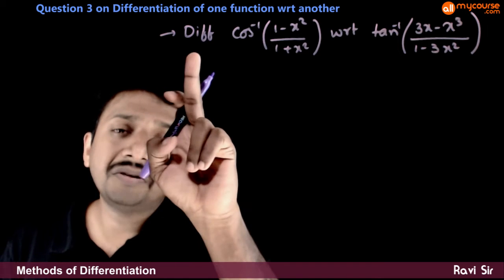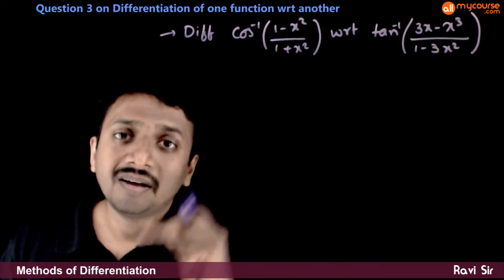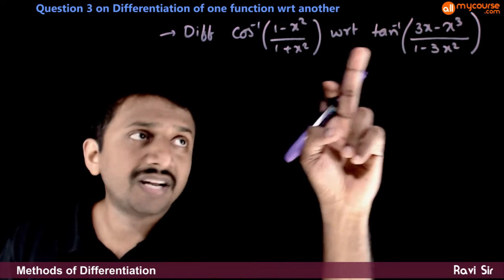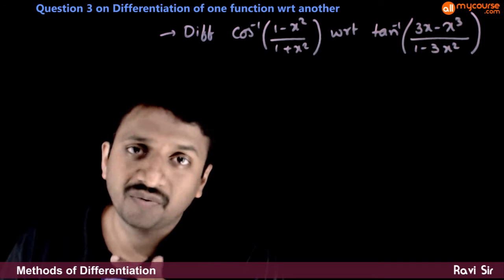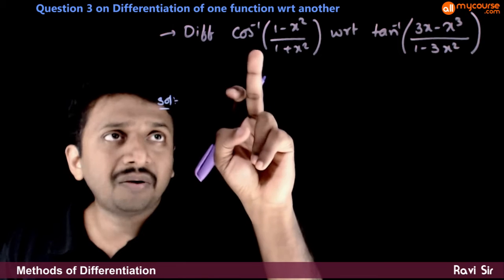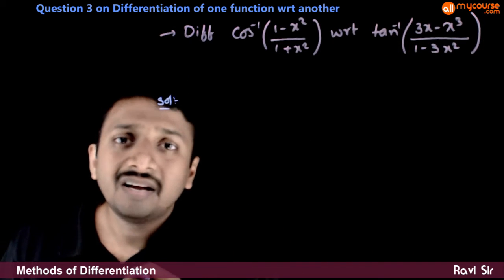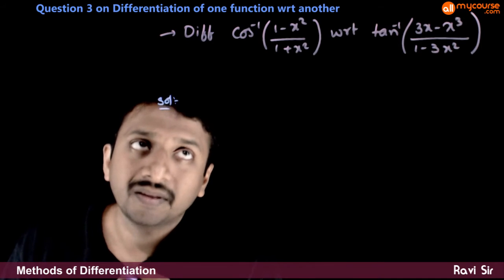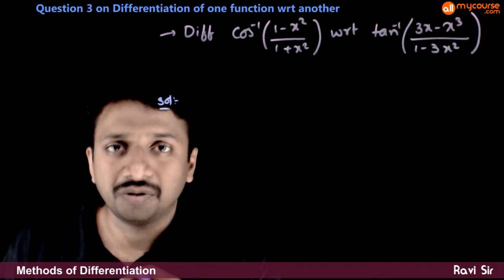Next, in this question you are asked to differentiate cos inverse of (1 minus x square) by (1 plus x square) with respect to tan inverse of (3x minus x cube) by (1 minus 3x square). So here also, as you can see, you've been given some difficult functions inside inverse trigonometric functions. So let us try to use some trigonometric substitutions.